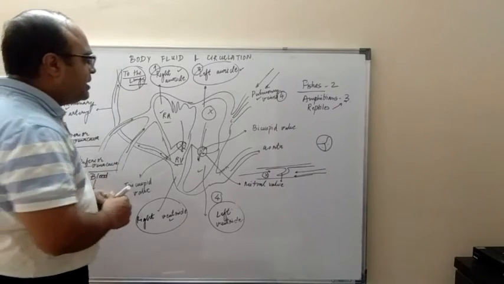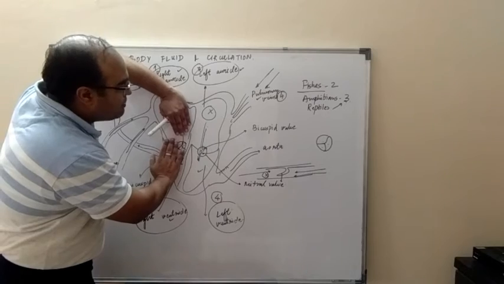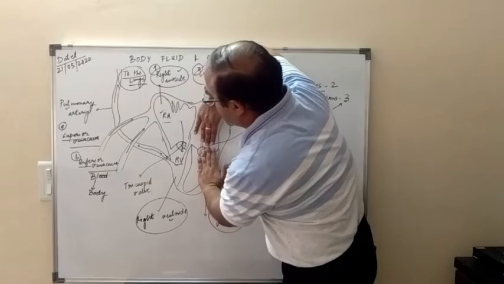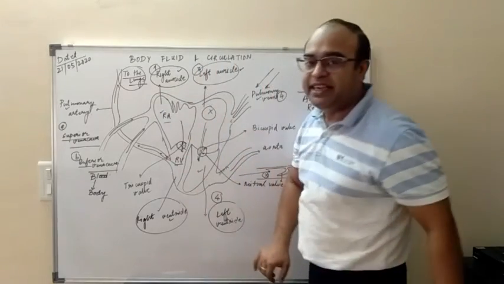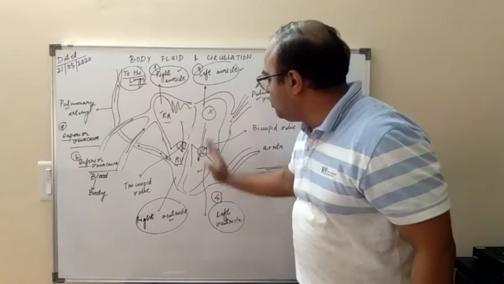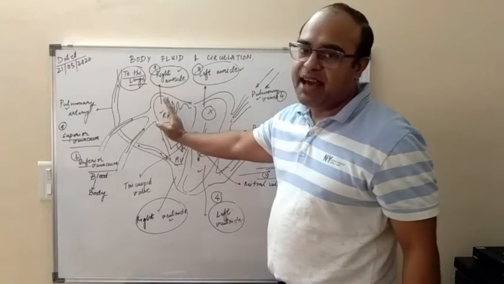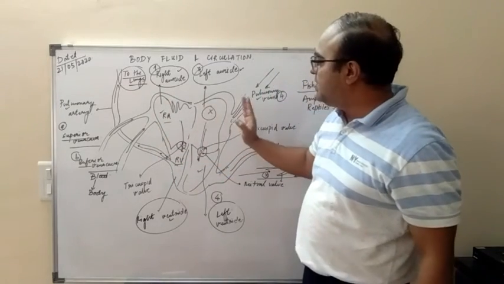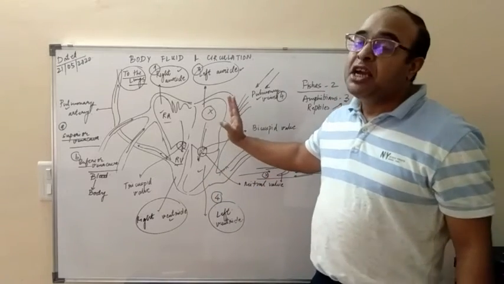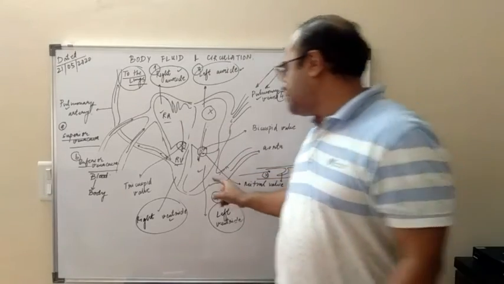So you can see that half of the portion of the heart is receiving oxygenated blood, while the other half is receiving the deoxygenated blood. You can divide the heart into two parts. The right part is having the deoxygenated blood, while the left auricle and the left ventricle, which form the left part of the heart, are now receiving the oxygenated blood.